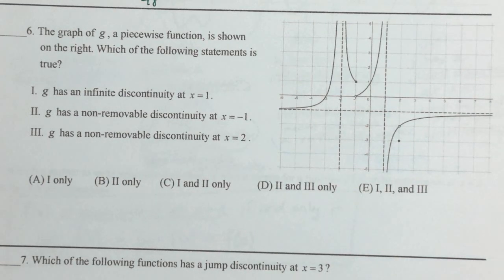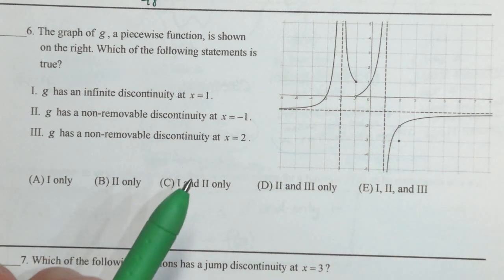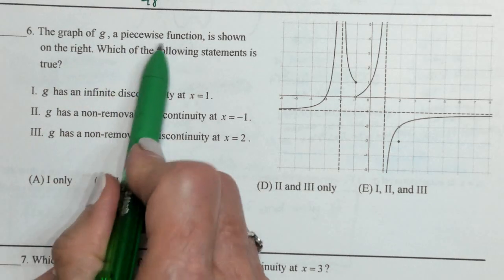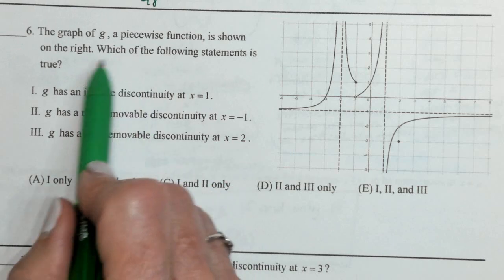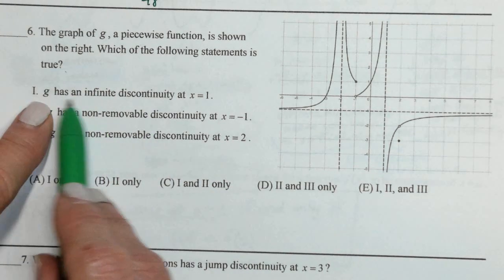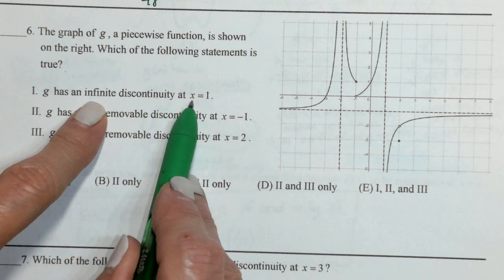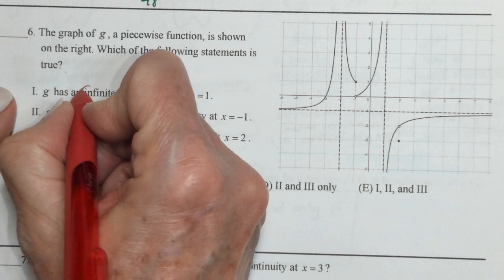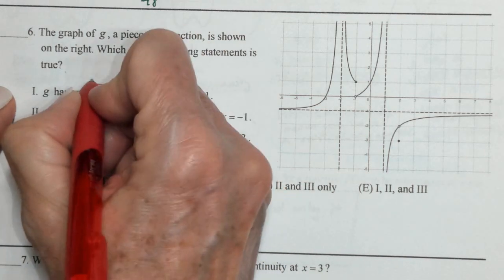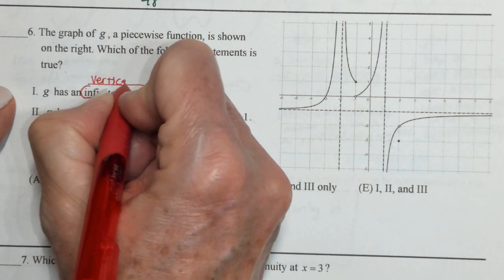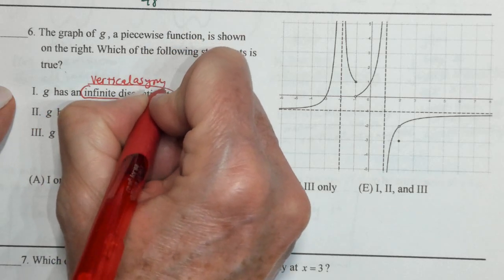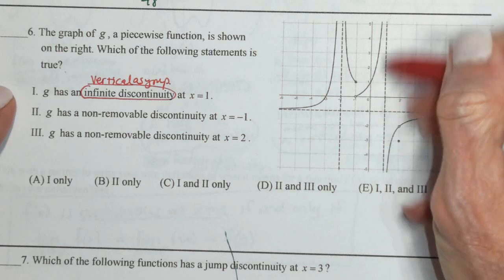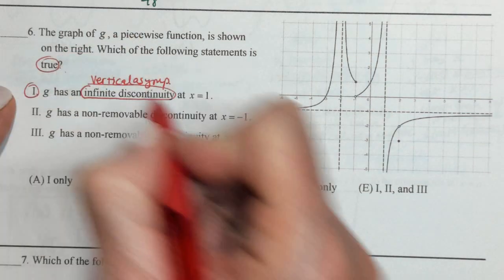Number 6. No changes on number 6. Alrighty. The graph of G, a piecewise function, is shown on the right. Which of the following statements is true? G has an infinite discontinuity at x equals 1. Is that true? An infinite discontinuity can only be a vertical asymptote. So is there a vertical asymptote at x equals 1? Yes, there is. So that is true.